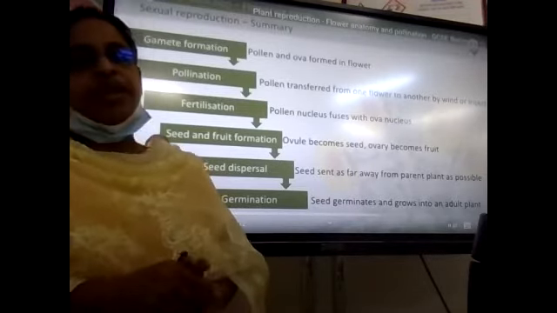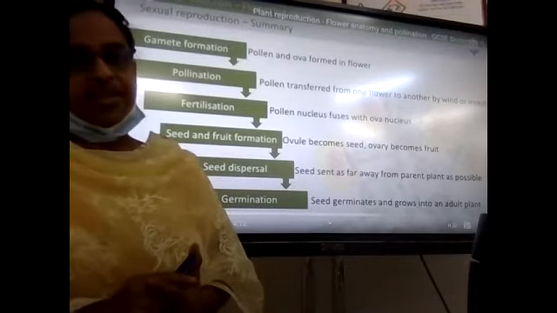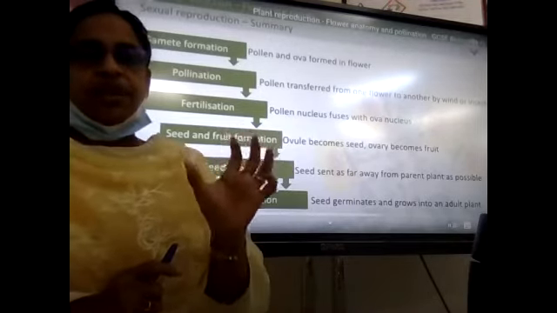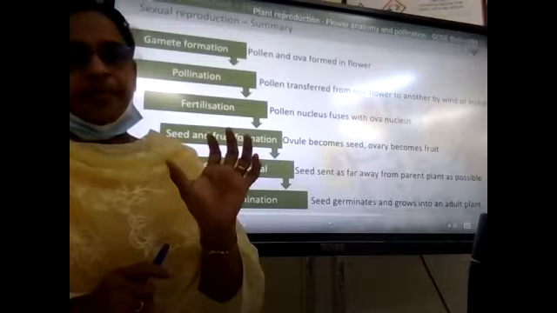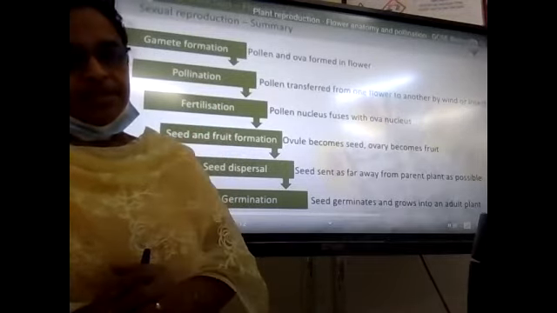And you know the flower is the reproductive part of the plant. So different plant parts have different functions, just like leaves are doing photosynthesis. The flowers are the reproductive structures of the plant. Okay. So both the reproductive cells, the pollen and ova, are formed in the flowers.